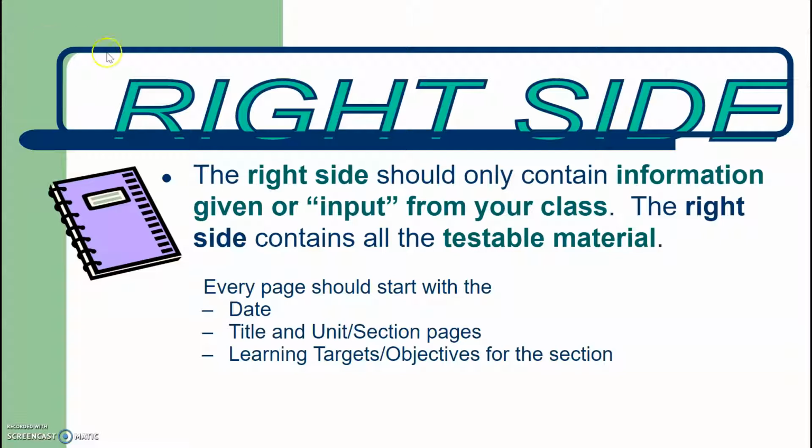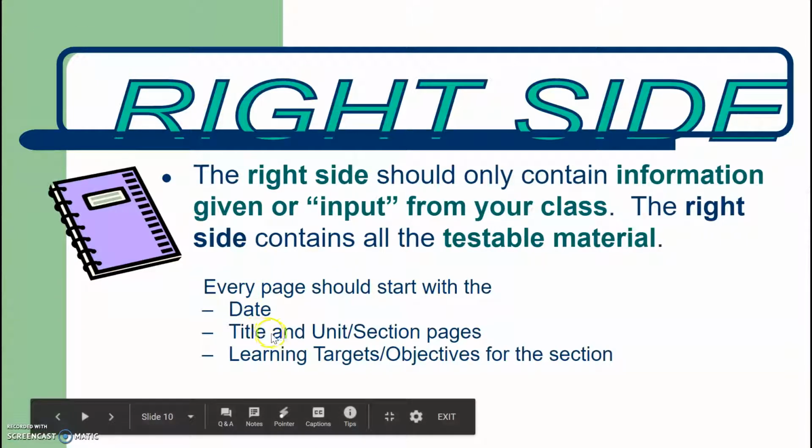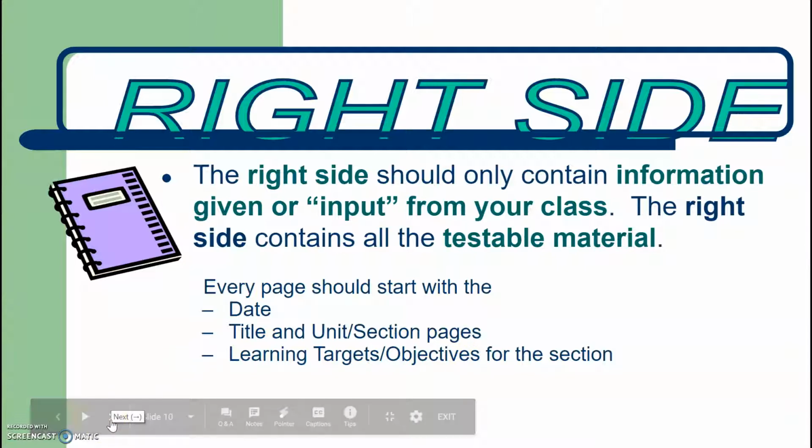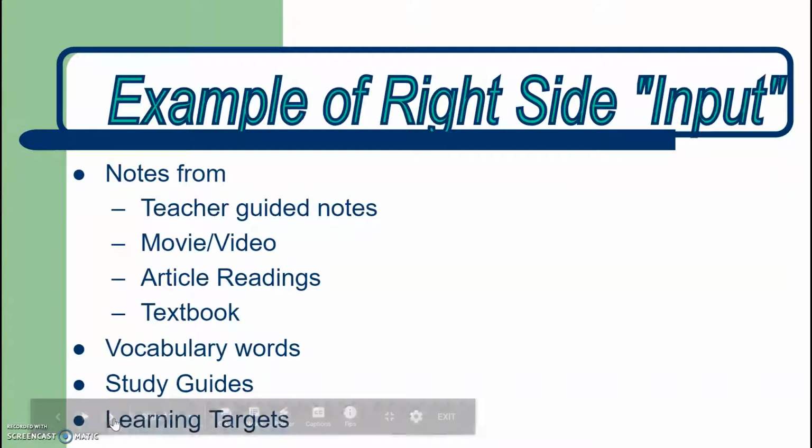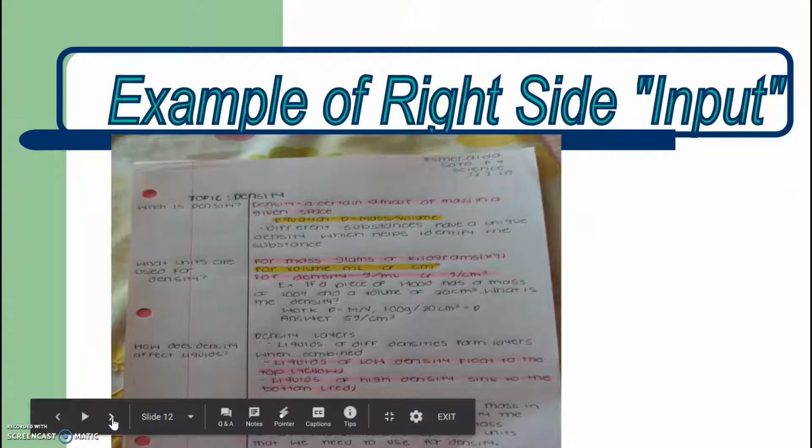So every page, you have your title or unit or section pages, and the learning targets or objectives from the section. Date's not as important to me, just as long as you clearly label the sections that you're on. So some other examples of right side inputs: teacher notes, article readings, textbooks, vocab words, study guides, and learning targets.